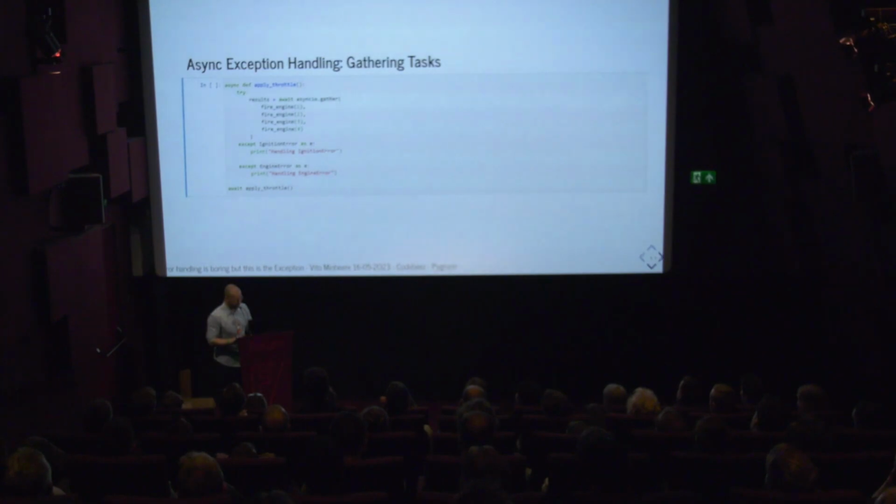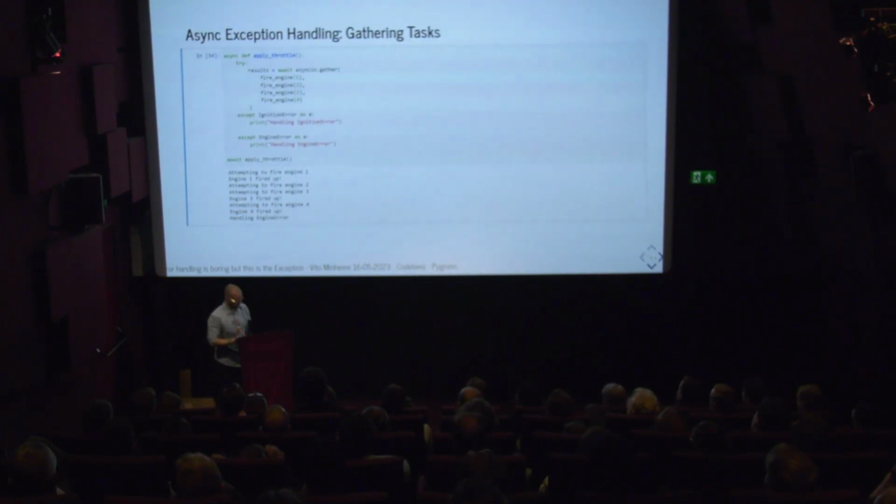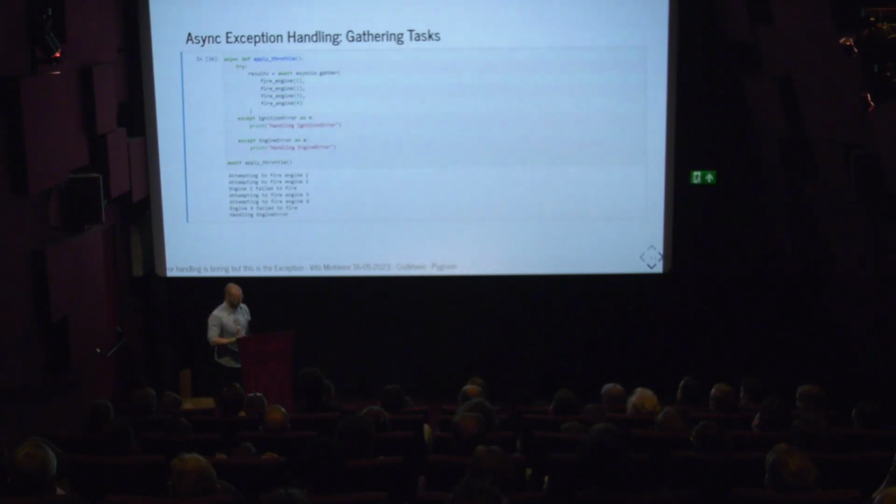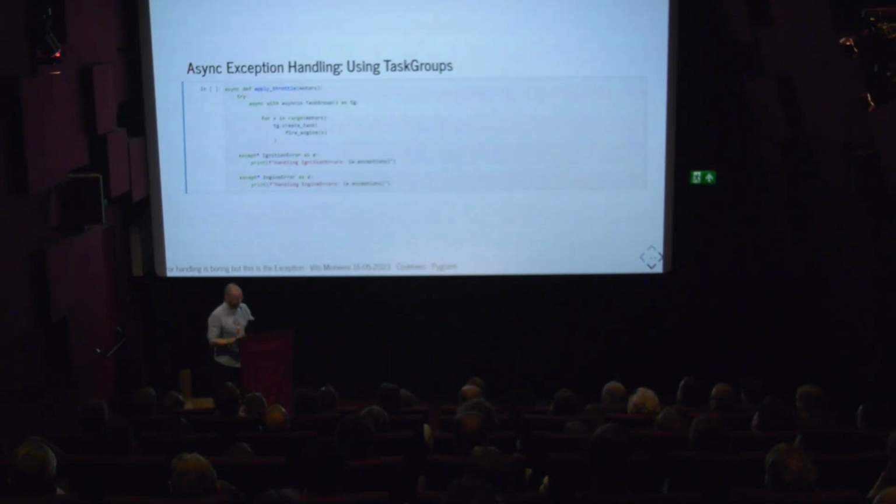Well, maybe if we do asyncio gather, we gather all the results and then try to handle them. The issue there in this case is it will only handle the last error. So we only get one error, while multiple engines could have failed, but we only get one engine in the end where it says, hey, this one has an error. Well, what they added is task groups.